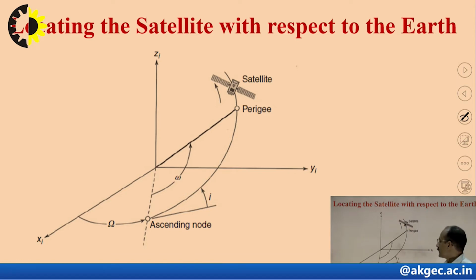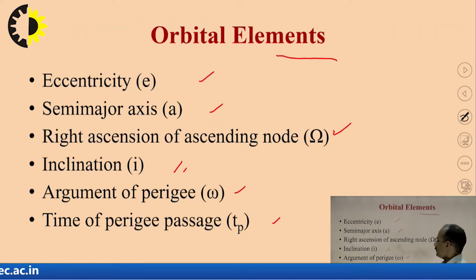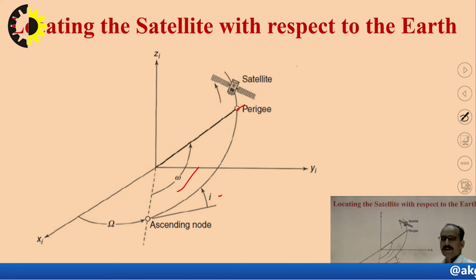Here you can see the axes xi, yi and zi. Zi is the earth's rotation axis. This is the satellite orbit, this is the perigee point, this is the argument of perigee, that one is the inclination, and this is the ascending node. When we talk about the satellite orbit, the satellite orbit and the equatorial plane intersect at specific points, and we get two nodes, the ascending node and the descending node.